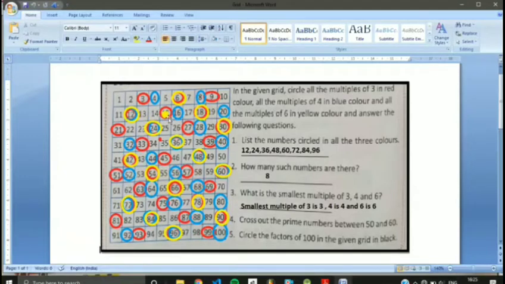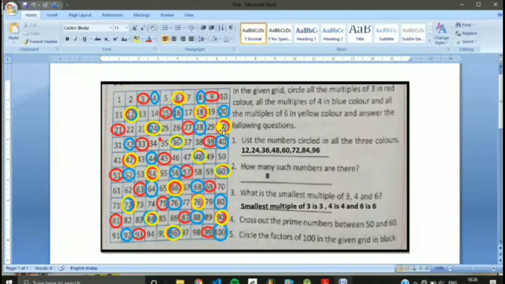3 5s are 15. Then 3 6s are 18. See, red color is there. Then 3 7s are 21. Then 3 8s are 24. 3 9s are 27, and 3 10s are 30. See, 30 also has a red circle. After that, I don't know which will be the next multiple of 3.